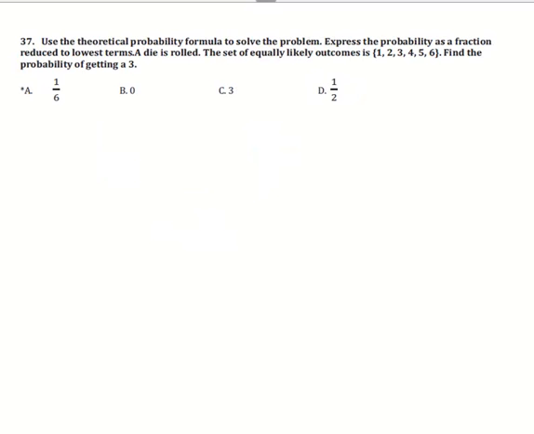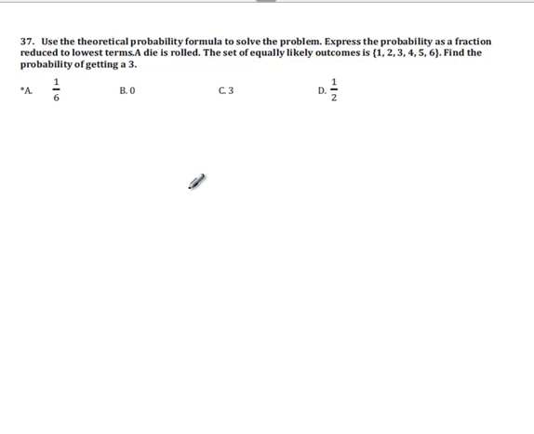Item number 37. Use the theoretical probability formula to solve the problem. Express the probability as a fraction reduced to lowest terms. A die is rolled. The set of equally likely outcomes is 1, 2, 3, 4, 5, 6. Find the probability of getting a 3.